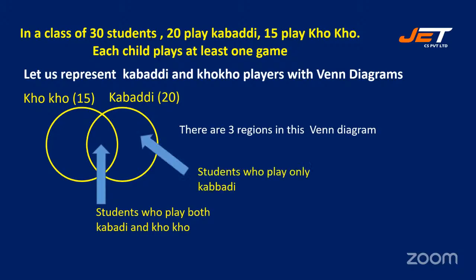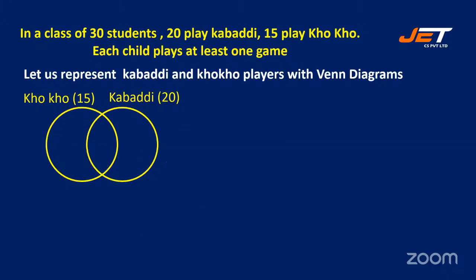And the other arrow mark, which is facing towards the kabaddi, shows students who play only kabaddi. And the other one, the left arrow mark, says students who play only kho.